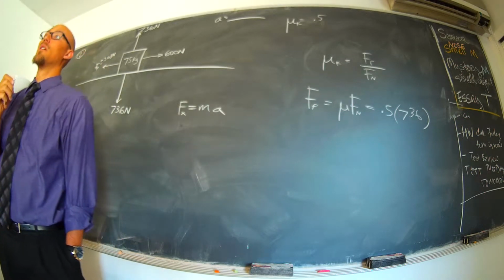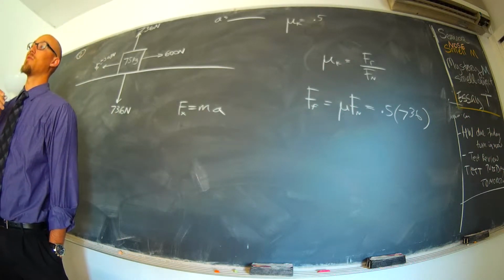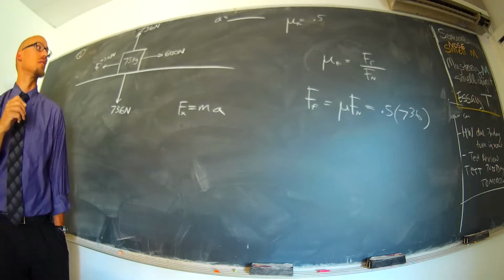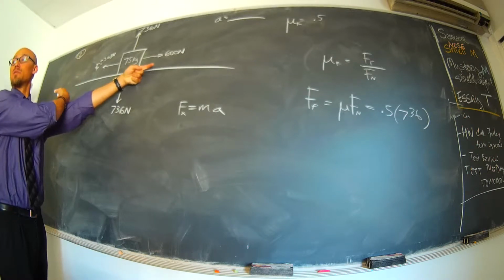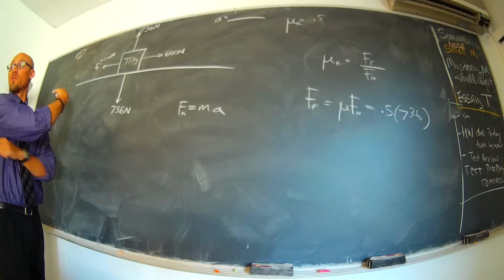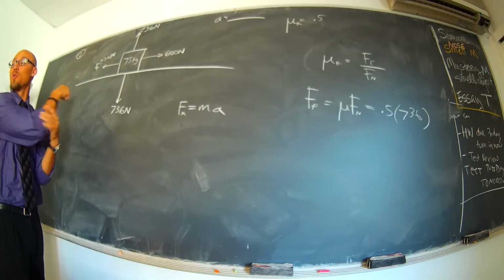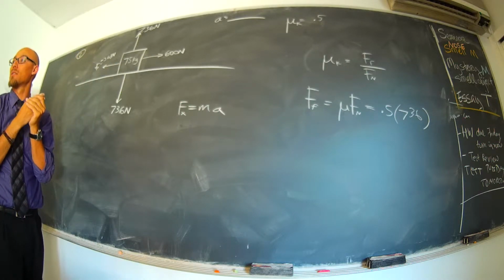Because the net force tells you what the motion is. So if we have 600 newtons this way and 1,000 newtons this way, it's going to be moving this way, because the net force is going to be 400 in this direction. We need to add them all together.